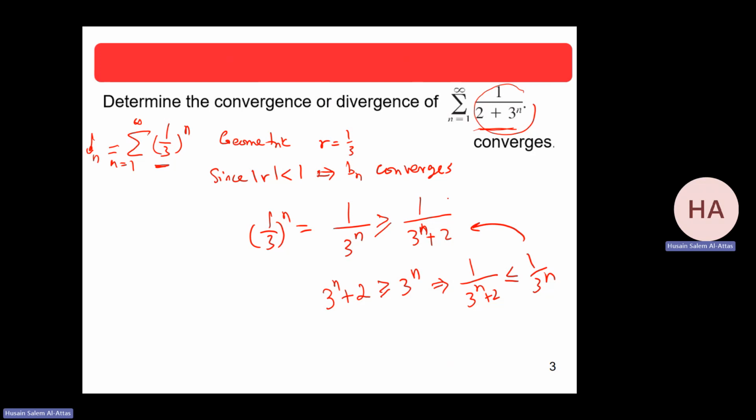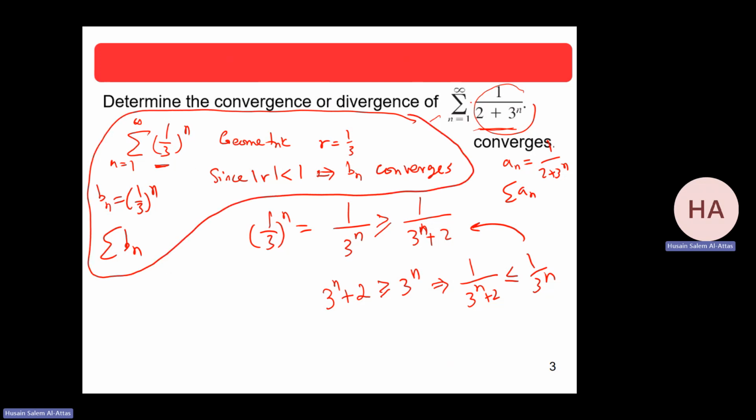So I know this series is my series, let me call it a_n. So I have the summation of b_n, where b_n is 1 over 3 to the power n, and here I have a_n is 1 over 2 plus 3 to the power n, with the summation of a_n. So what I have in this expression: this is the new series, where I know it's converging. This is my original series. And I know a_n will be less than or equal to b_n.